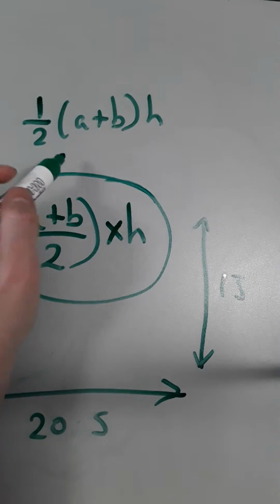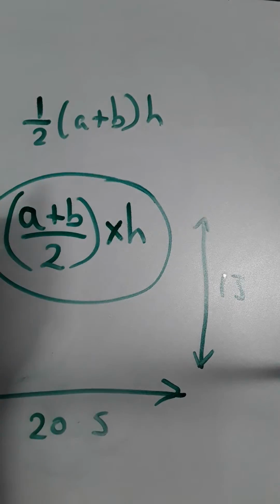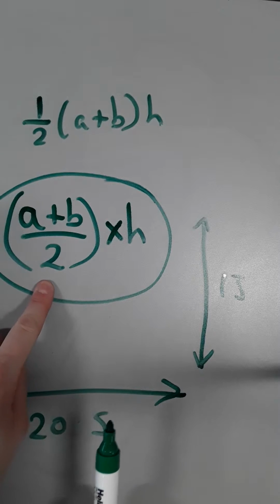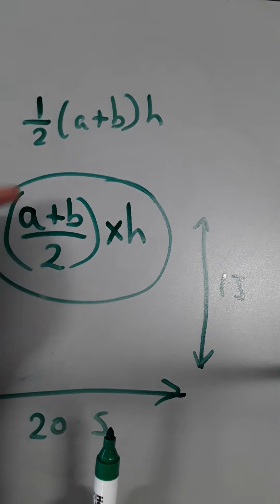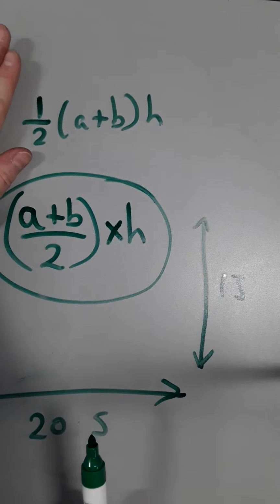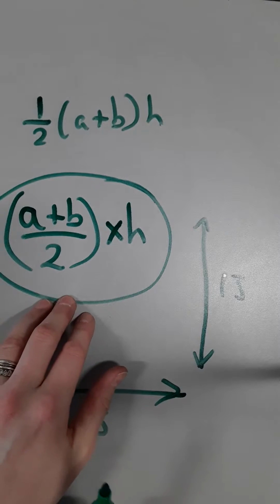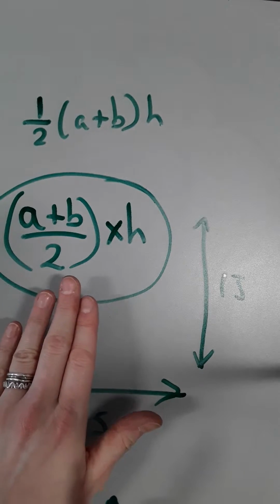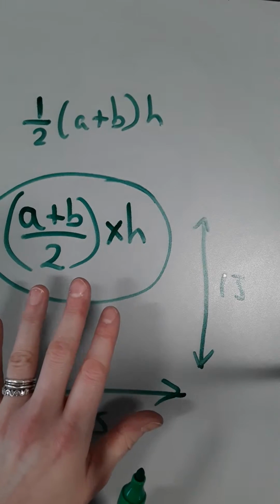This is exactly the same as this. All we've done is, rather than writing the half underneath our fraction to remind ourselves what we're meaning, we've just pulled it out. It's more grammatically correct to write it like this, but writing it like this makes it easy to remember and shows understanding.